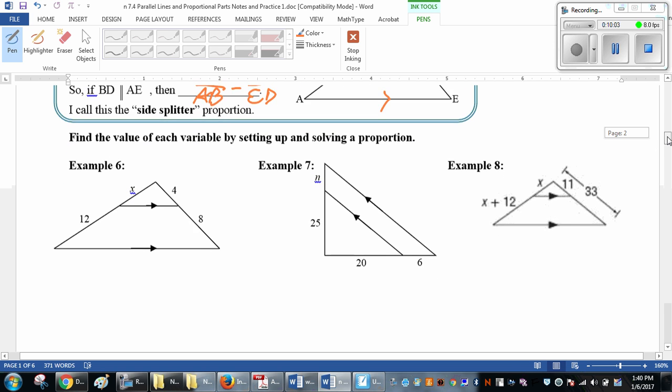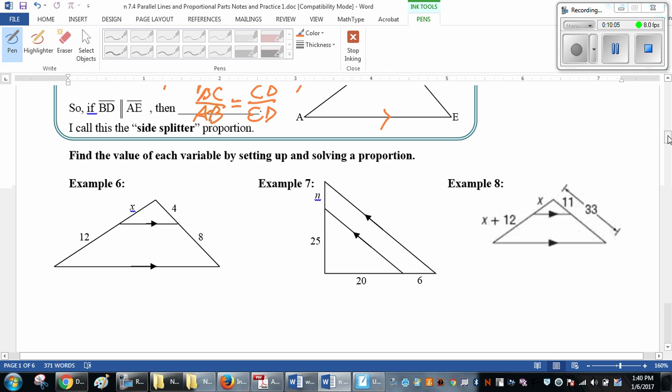Okay, so let's take a look at example 6, 7, and 8. Again, just a really quick application here for example 6. Take that top part, x, over the bottom part, 12, equals the top part of the other side, 4, over the bottom part, which is 8. All we have to do now is cross multiply and solve. And you may notice 4 is half of 8, so that means x is going to be 6 for this one. All right, again, example 7, same idea.